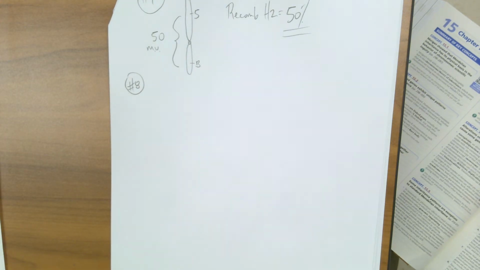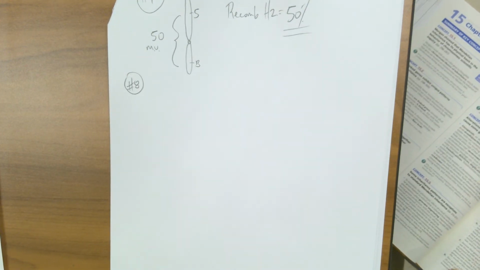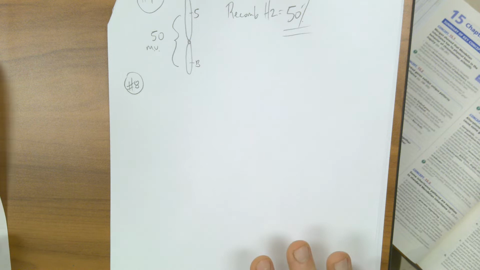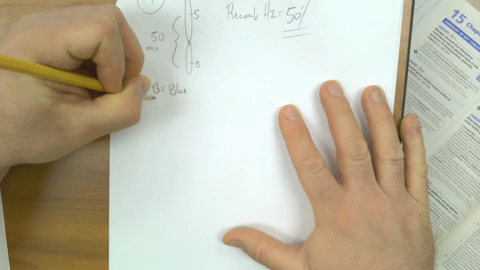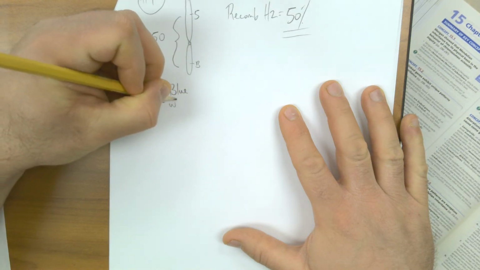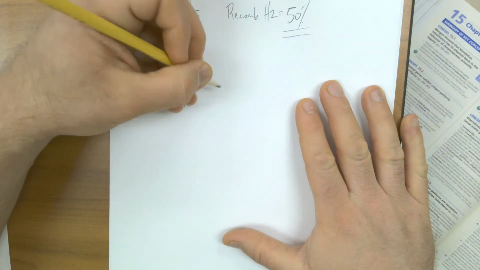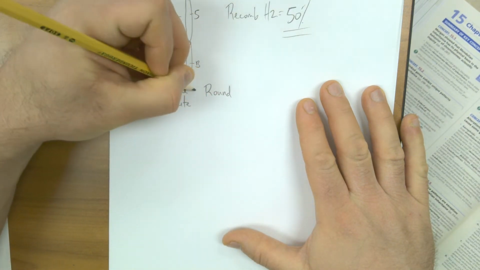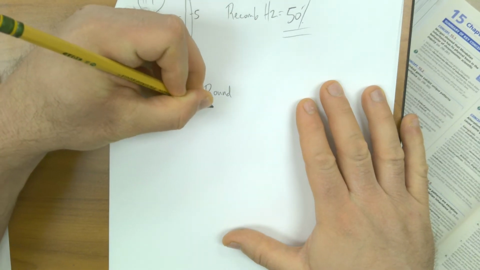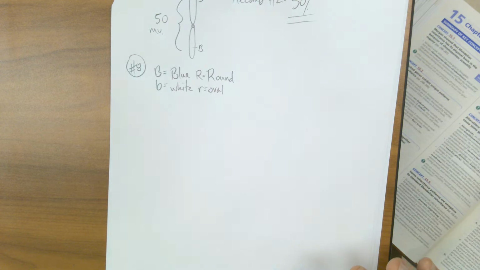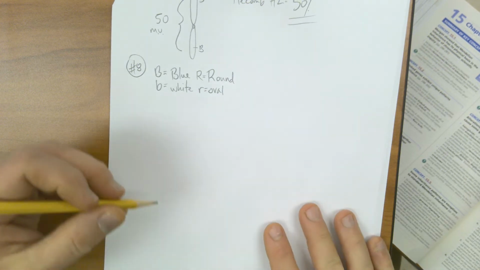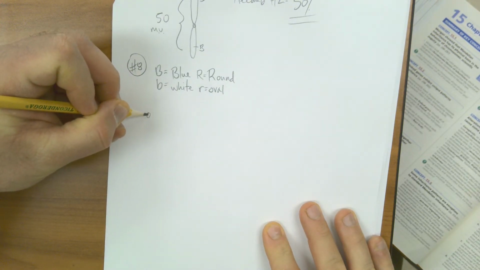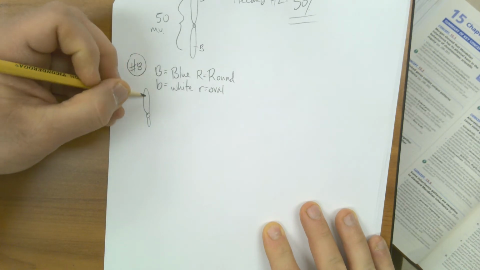Looking at number 8. The genes for flower, one controlling blue versus white petals, and the other controlling round versus oval stamens. Okay, so we know blue, big B is going to be blue, and then the recessive is white. And then we had round versus oval for the other shape. What's it saying? They are linked and they are 10 map units apart. Okay, so that means if they're linked, they're on the same chromosome.